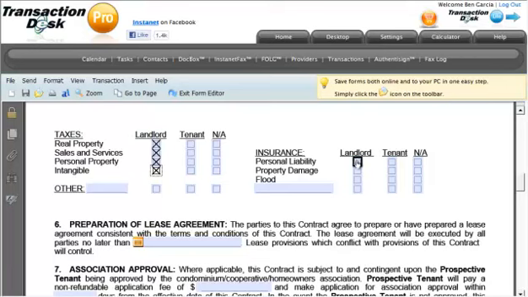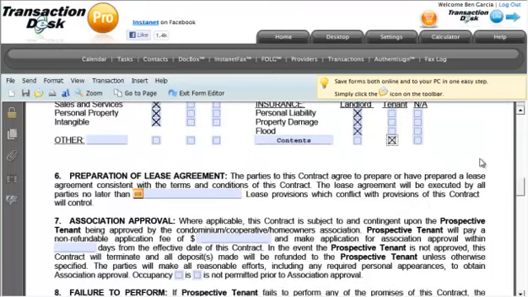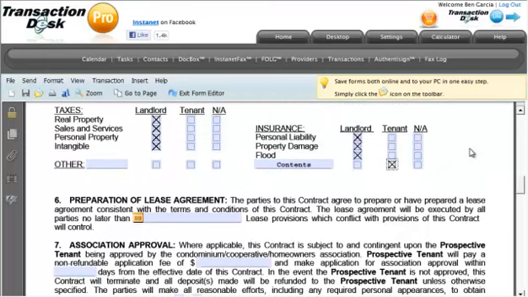Insurance. Landlord, landlord, landlord. And I always write a little note here just to make sure that the tenants understand that contents insurance, their contents, is not insured by the landlord. If they want to buy contents insurance or renter's insurance, they're surely welcome to.